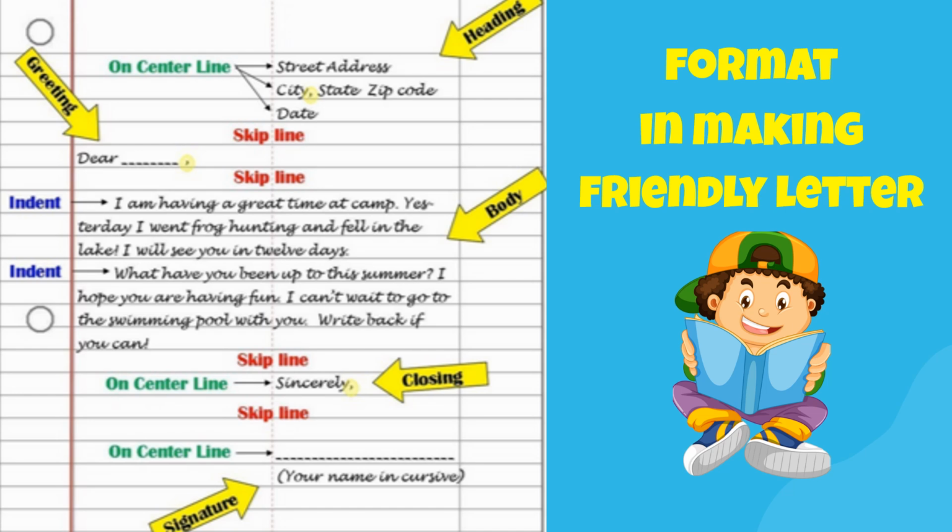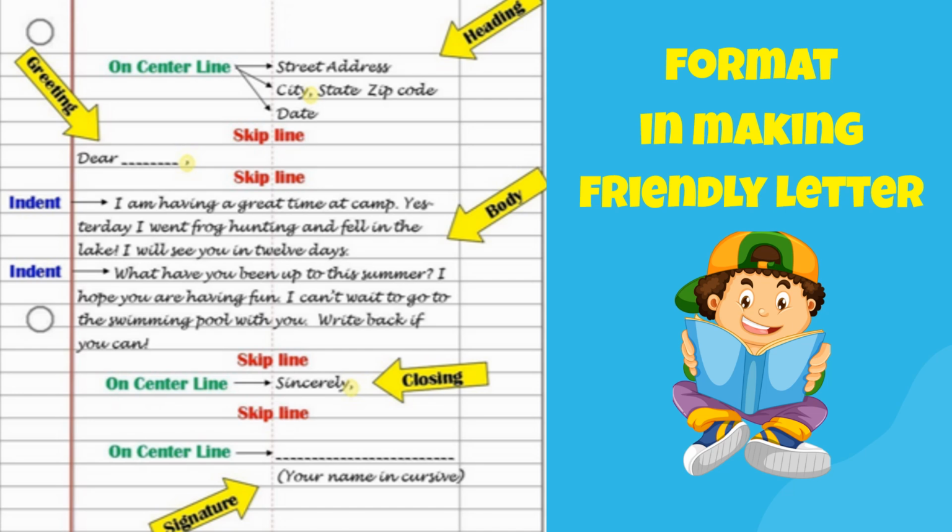I want you to observe, class, how this friendly letter is written. I want you to observe the spacing from left to right. As you can see, the margin on the left is smaller compared to the margin on the right. And of course, there is also spacing. So these are the important things you need to consider when you are writing your friendly letter.